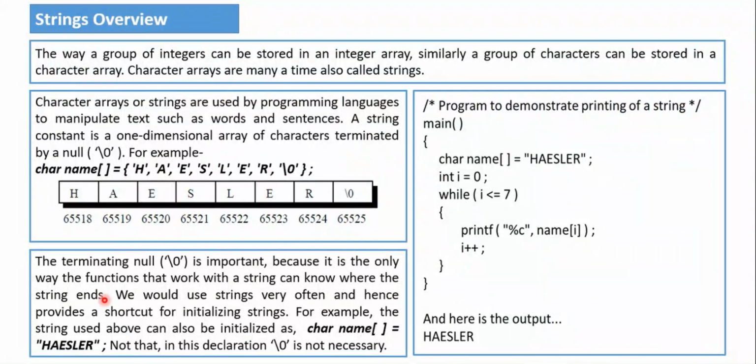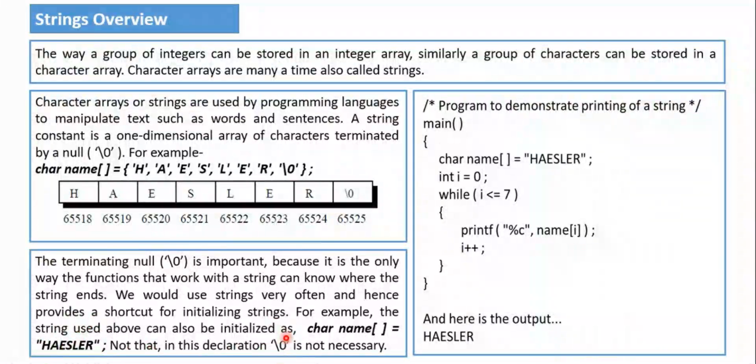We would use strings very often, and hence C provides a shortcut for initializing a string. For example, the string used above can also be initialized as char name equal to the string added within double quotes. Here we don't need to declare the \0.